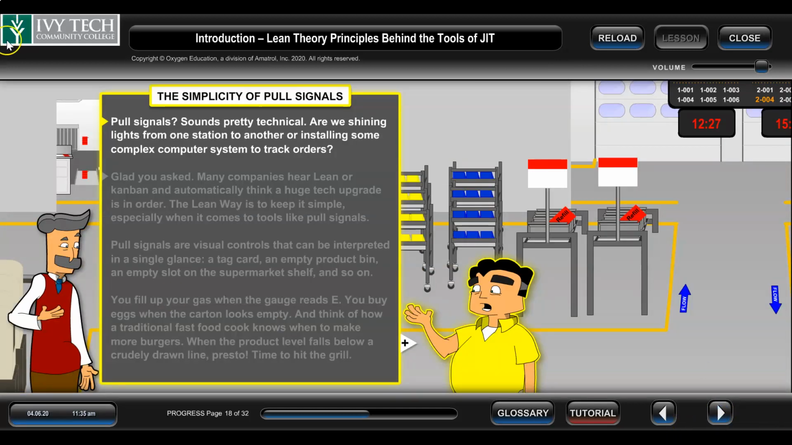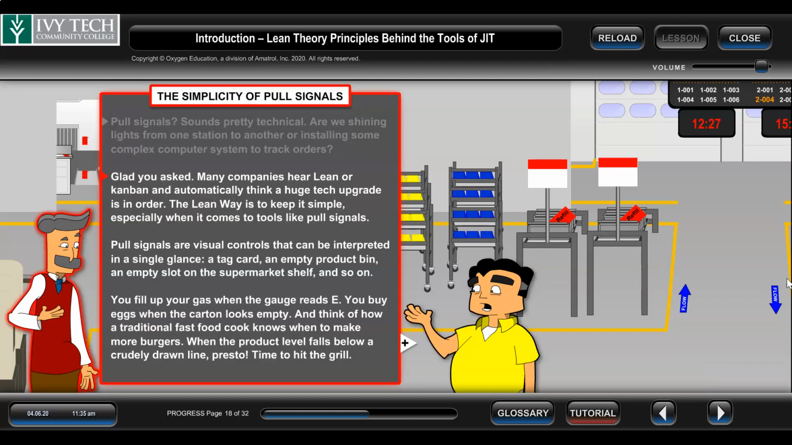Pull signals? Sounds pretty technical. Are we shining lights from one station to another or installing some complex computer system to track orders? Glad you asked. Many companies hear Lean or Kanban and automatically think a huge tech upgrade is in order. The Lean way is to keep it simple, especially when it comes to tools like pull signals.